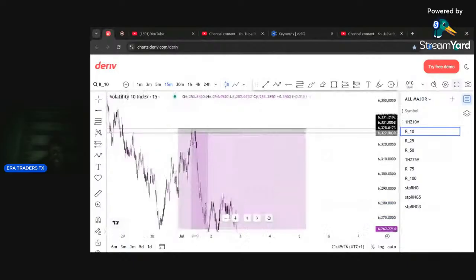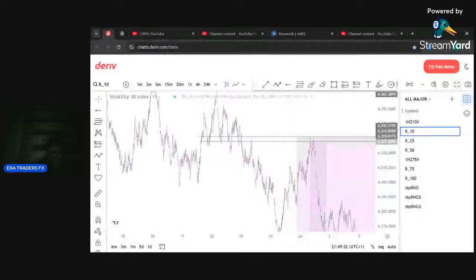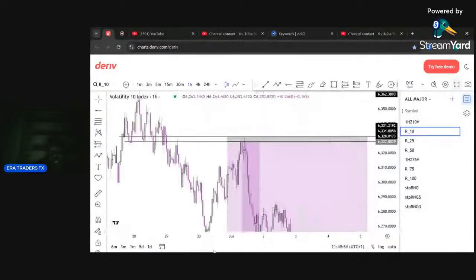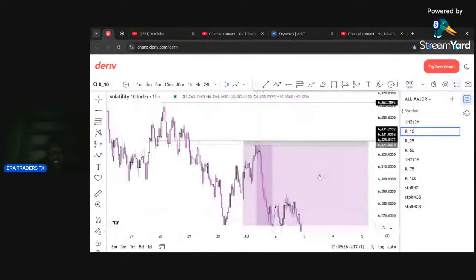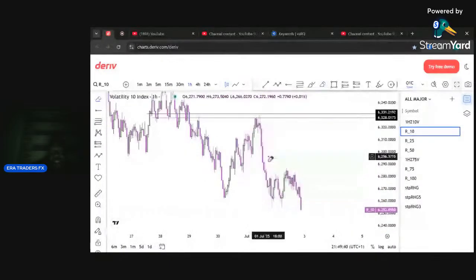Can you tell me why I placed my stop loss here? Do you understand why I placed stop loss here? Yeah, we are together.